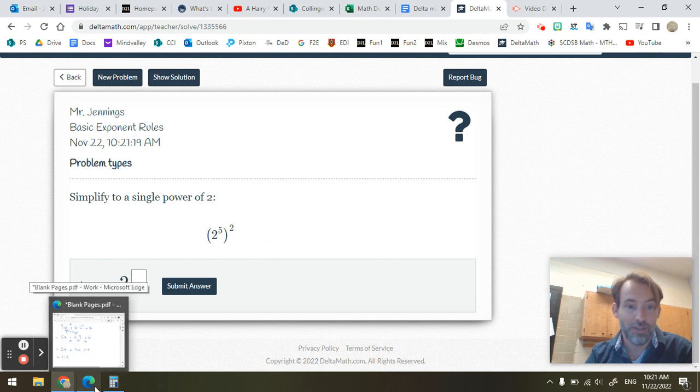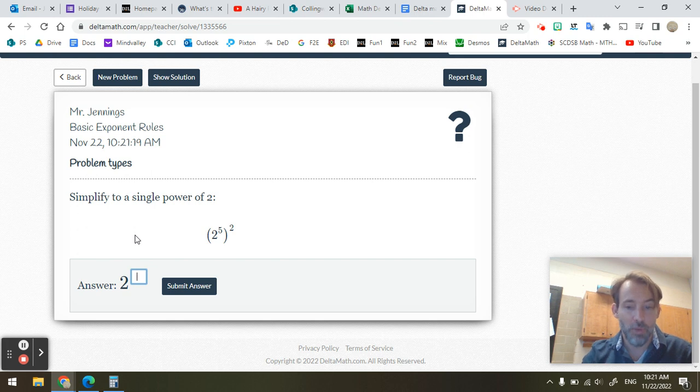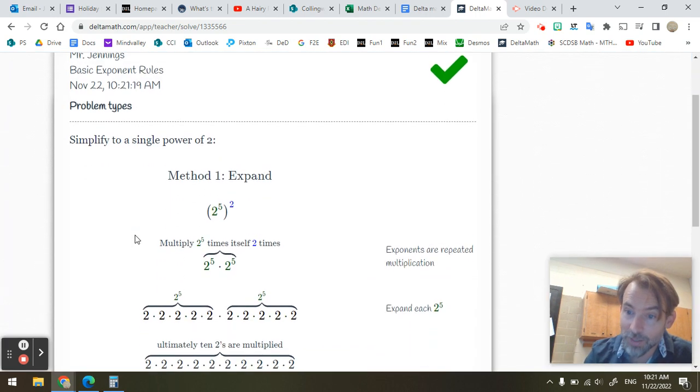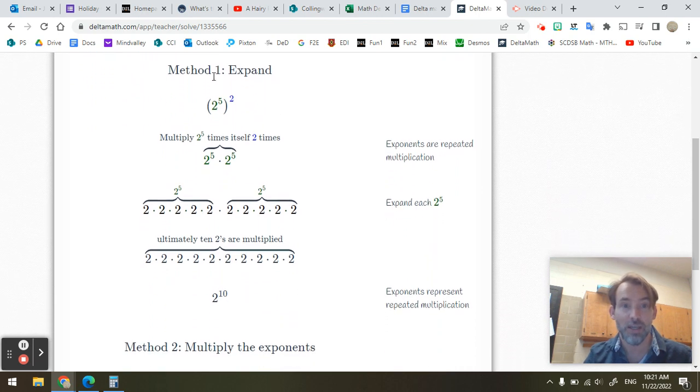So here, 2 to the 5 to the 2, I'm just going to show you the answer. Here we have to multiply the powers. So 5 times 2 is 10. So this is the same thing as 2 to the 10. Push enter, it will tell me it's true, and then you definitely want to go in here if you're having confusion and see those two different methods.